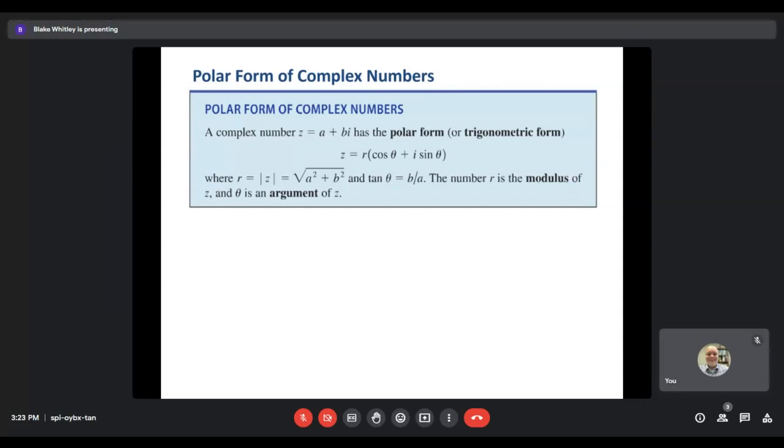And then we can use our tangent function to say tangent of theta is equal to b over a. So just like tangent was y over x before, now it's going to be the b value over the a value, because the b is the vertical axis, the a is the horizontal axis. And so we can use our tangent function to help us find the theta value. Okay. Once we know theta and we know our r value, then we just plug them into that z equation, and that's going to give us our polar form of a complex number.